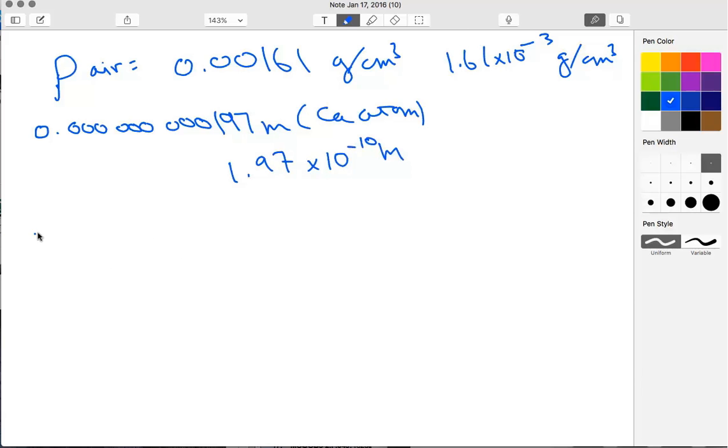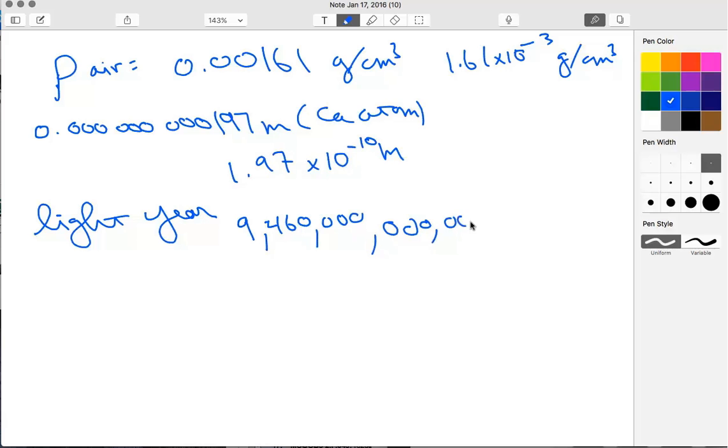A light year. What's a light year? A light year is the distance that light travels in space in a vacuum in 1 year. And that is 9,460,000,000,000 kilometers. That's how far it travels in a year. And that number is 9.46 times 10 to the 12th kilometers.